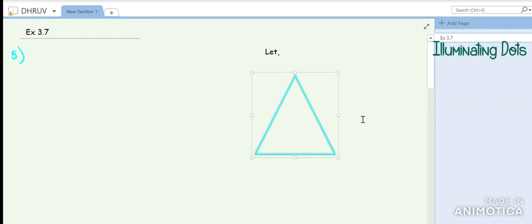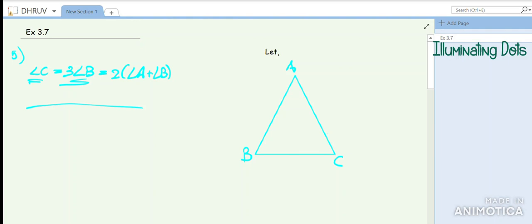So this is triangle A, B and C. These are the 3 sides. We have been given that angle C is equal to 3 times angle B, which is equal to twice of angle A plus angle B. So we have to find A, B and C. So how will we do this.